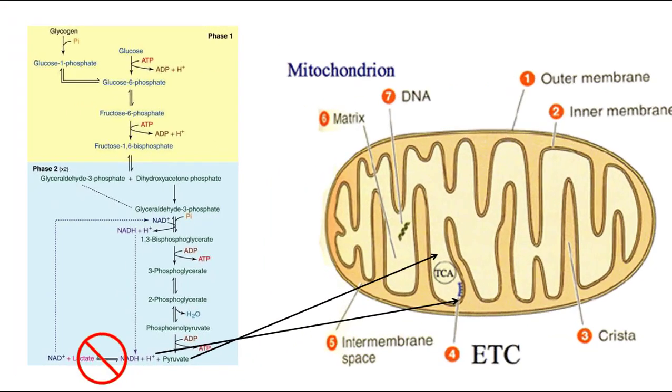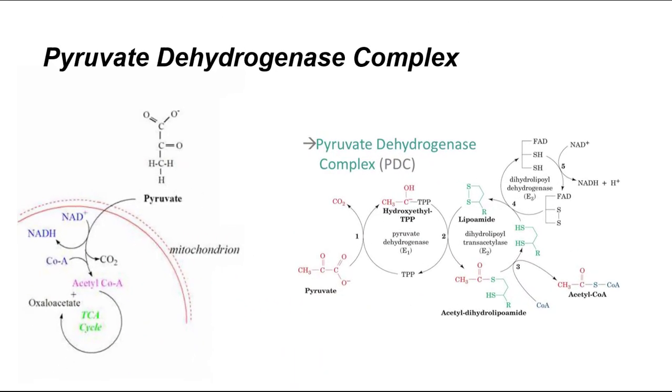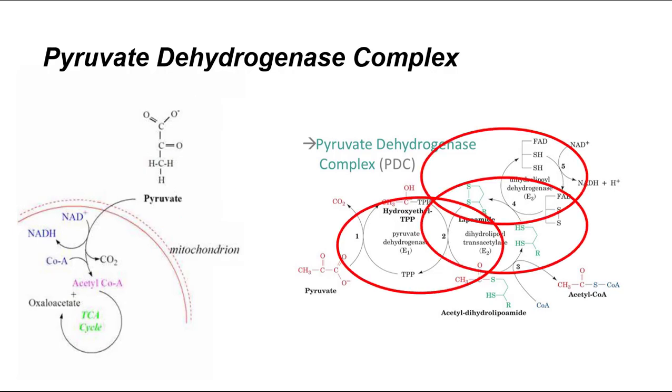Pyruvate enters the mitochondria through the pyruvate dehydrogenase enzyme complex during low to moderate intensity exercise. In the presence of adequate oxygen and where the rate of pyruvate production from glycolysis does not exceed the capacity of the muscle fiber's mitochondria to receive pyruvate, the pyruvate enters the mitochondria where it is then oxidized by a series of three enzyme catalyzed reactions.